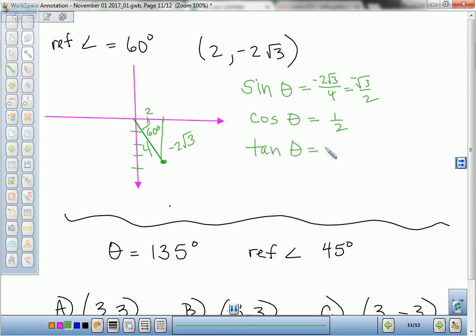Negative 2 root 3 over 2, which is negative square root of 3. And you can do that. And then what do we do? Reciprocal. So cosecant. And once again, you're allowed to leave radicals in the denominator. Secant. And cotangent. 1 over negative root 3.